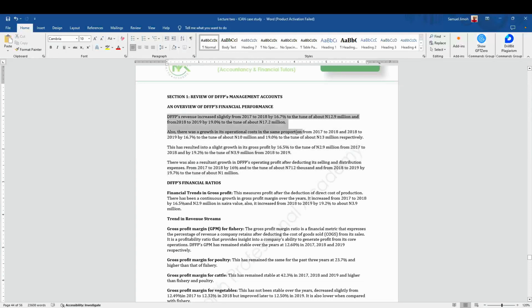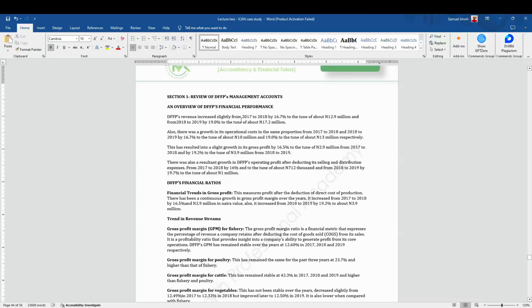This is point number one on revenue. Point number two on cost of sales. Then point number three on gross profit. Then point number four on operating profit. Right.